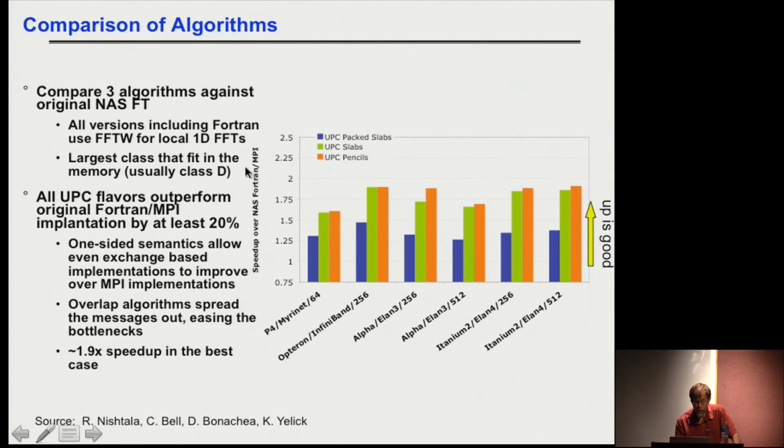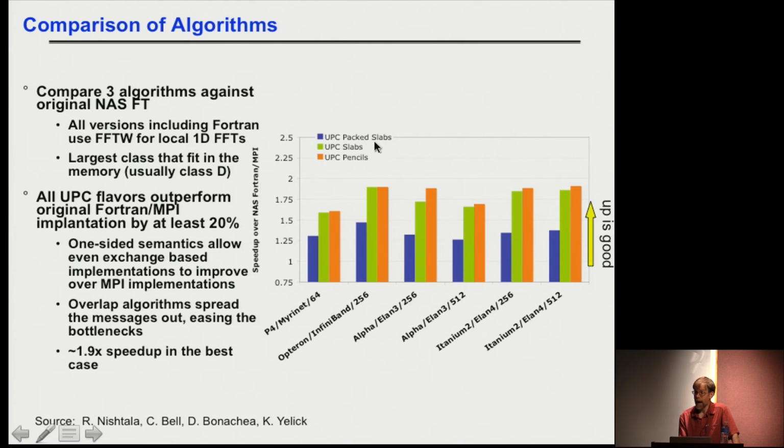And so what do I have here? Here, each of these triples are different platforms with different versions of the network. The vertical axis is speed compared to the downloaded MPI plus FFTW code that you get from NASA. So that's 1. And so if it's 1.25, that means it's going 1.25 times faster than the downloaded code. And so there are 3 versions here. All of these are written in UPC.